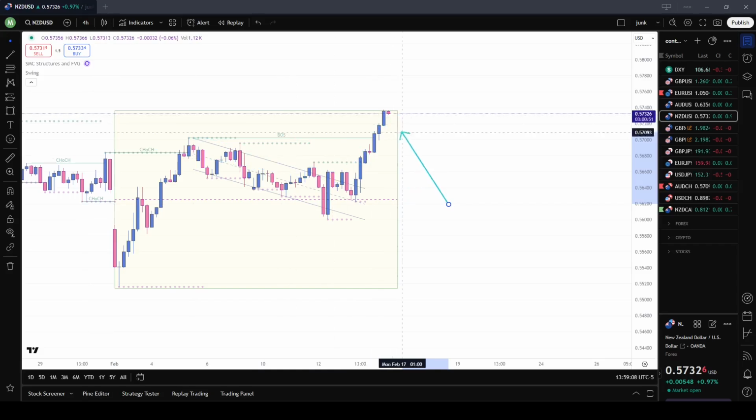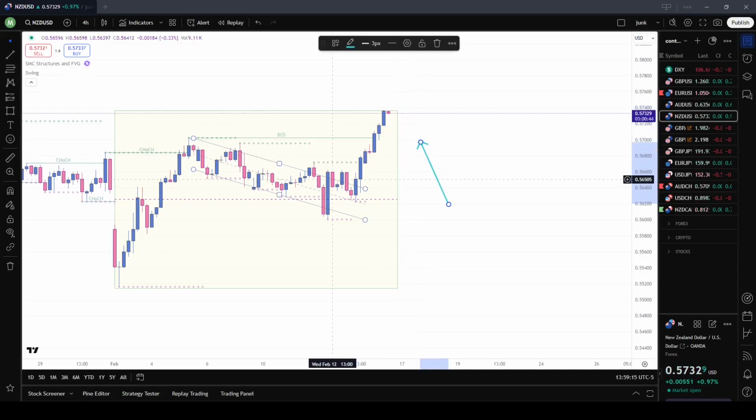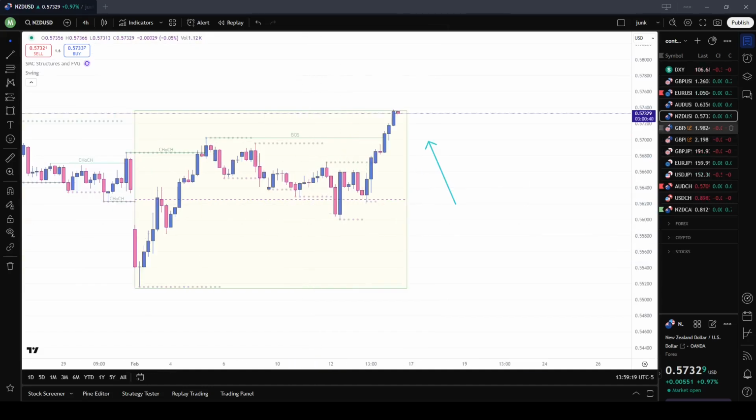Now I expect this to go ahead and pull back down, and I'll be looking for any type of opportunity to continue buying and see prices move up. Go ahead and move that channel, but let's go on to GBP AUD.